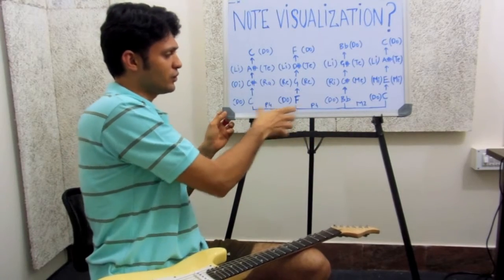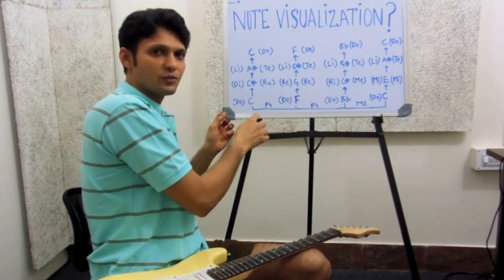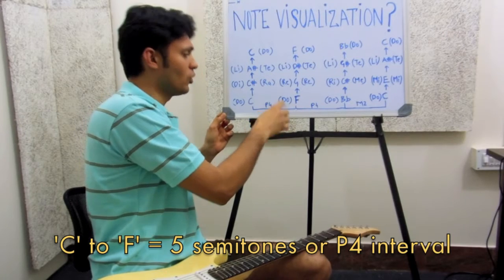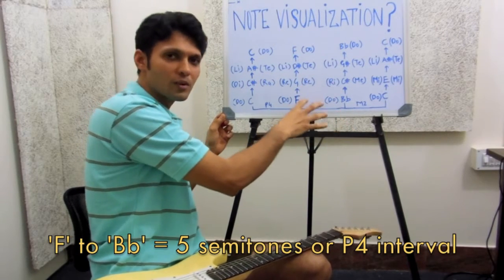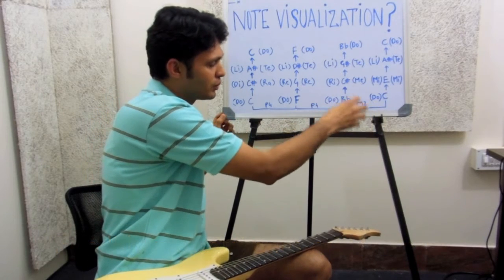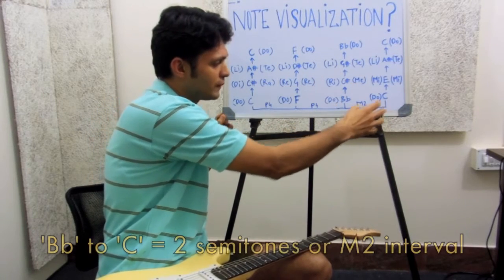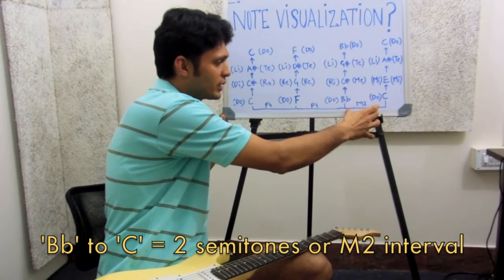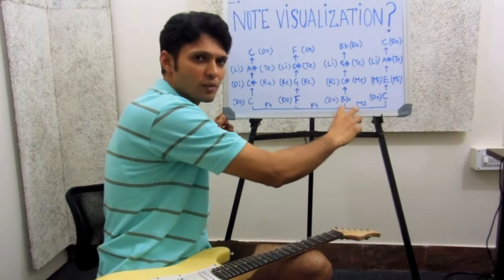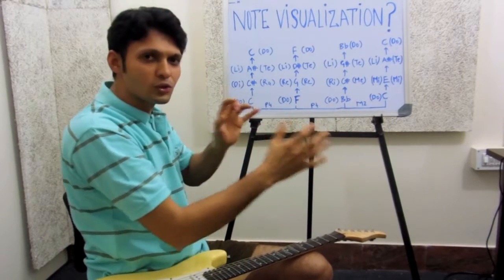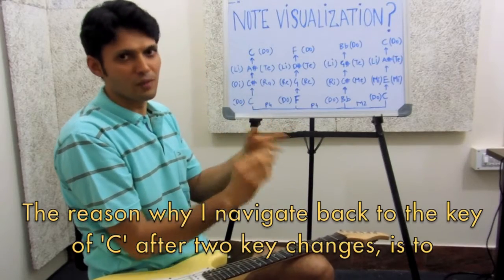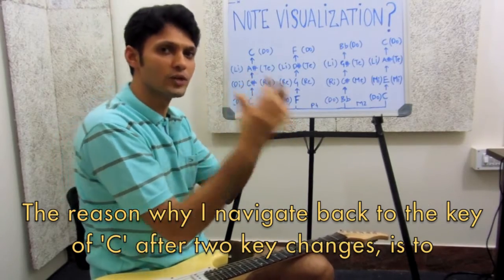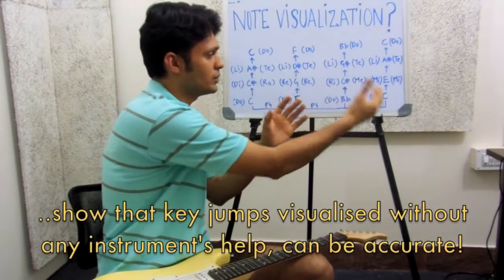You can see that the first two jumps are the same. That is, from C to F is 5 semitones or a perfect fourth interval. F to B flat is also 5 semitones or a perfect fourth interval. But the final jump, the third one, from B flat to C, is a different jump. It's a major second interval or 2 semitones. Now that also adds to the twist and stresses us to do it instead of memory. We're trying to stress our own visualization to bring about that change.